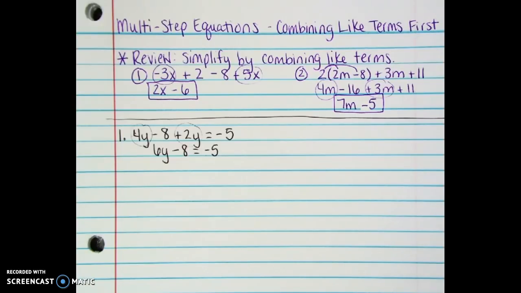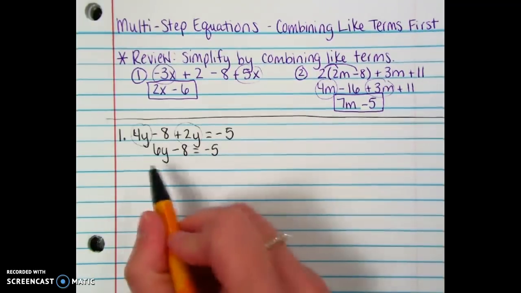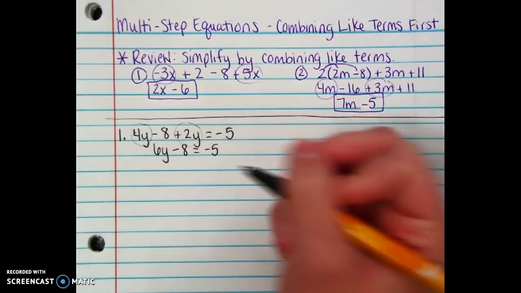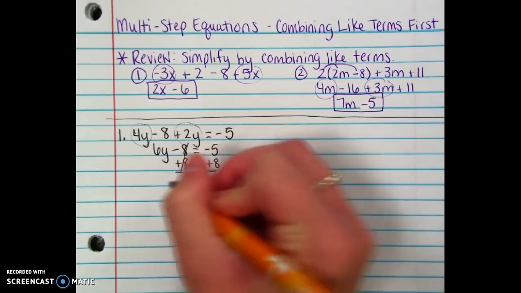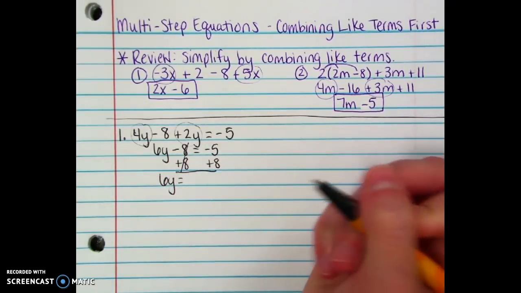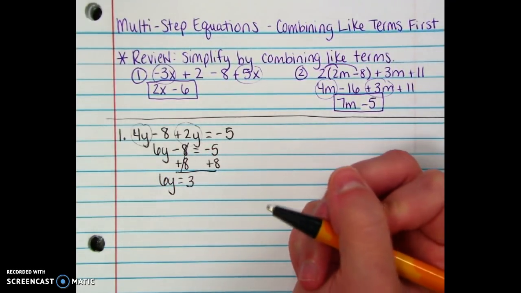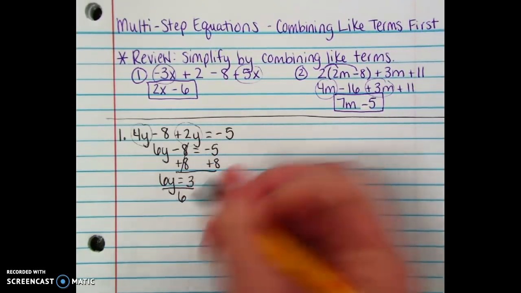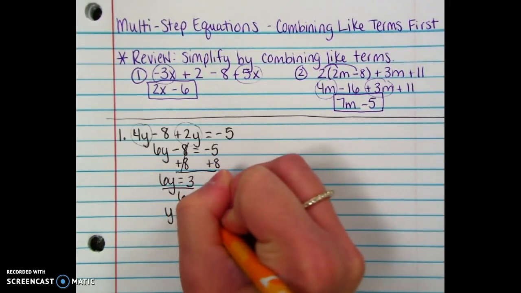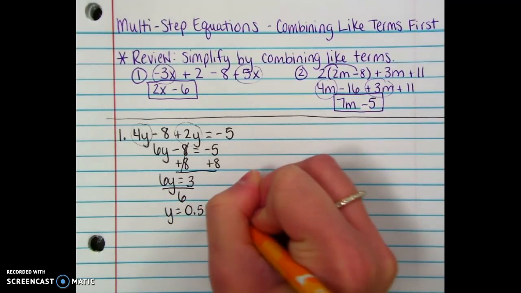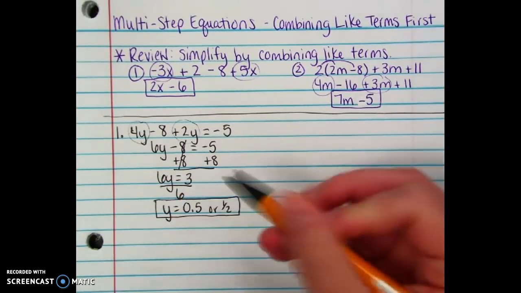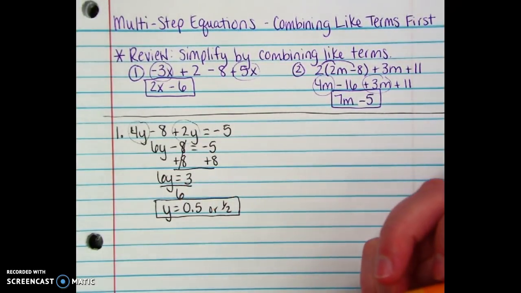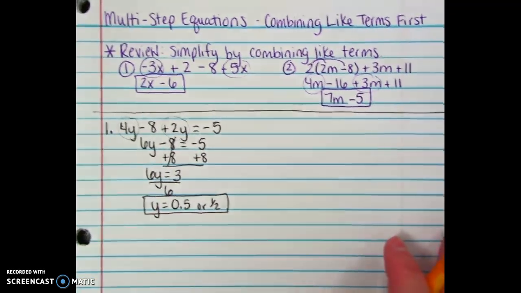Okay, now this is simplified a little bit, so now I can start moving things around to get y by itself. So this is a two-step equation now, so plus 8. So 6y equals 3. This one's going to be a decimal. Divide by 6. Y equals 0.5, or you could keep it as 1/2. And you can always check your answer by substituting it back in for the y's to see if it's correct. Let's look at another one.